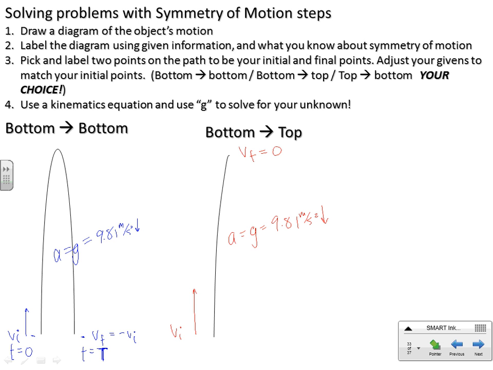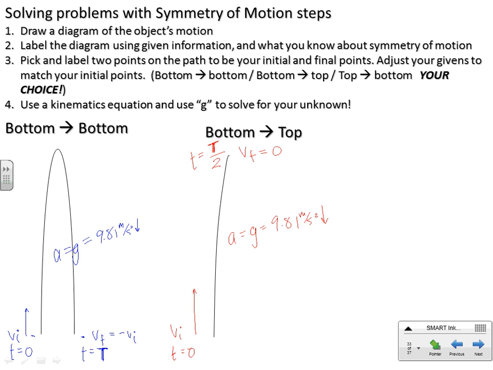Now, I would say that if T is 0 here, check out my notation. Well, we said it spent a total amount of time, capital T, in the air. We're going to say that's half that time, right?